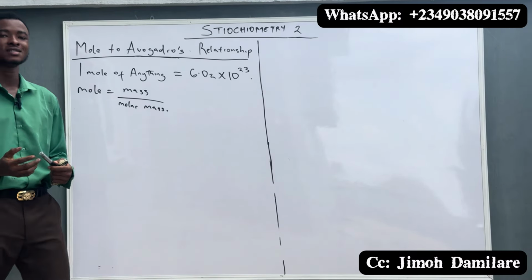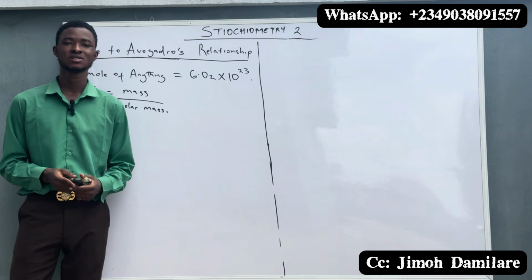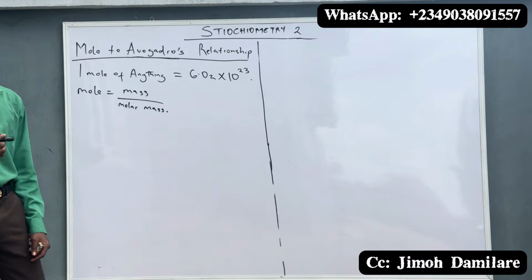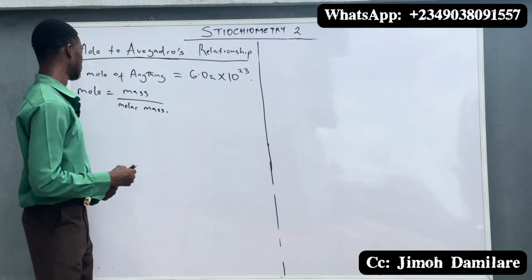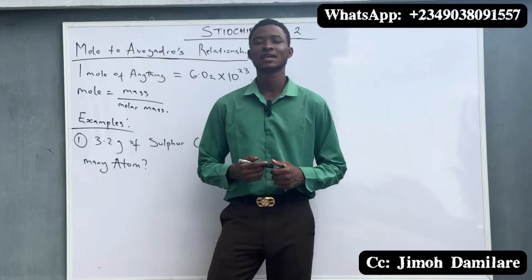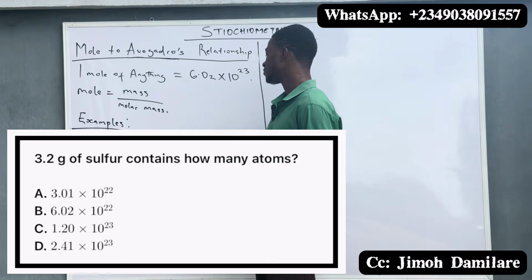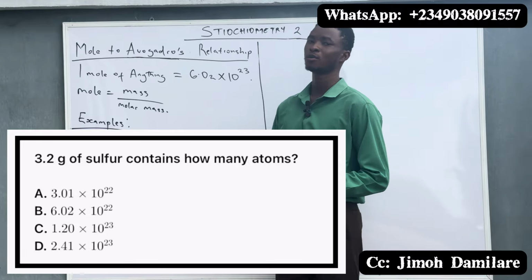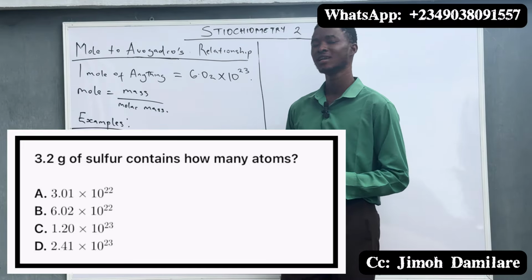So any question that you see that the option has higher powers like 10 raised to the power 22, 10 raised to the power 24, you should be thinking of Avogadro's relationship. So let's look at one example under this and see how this works. And moving to the first example, the question as displayed on the screen says that 3.2 gram of sulfur contains how many atoms? So in this kind of question, you can see the option, it is having higher power. So you should be thinking of Avogadro's relationship.